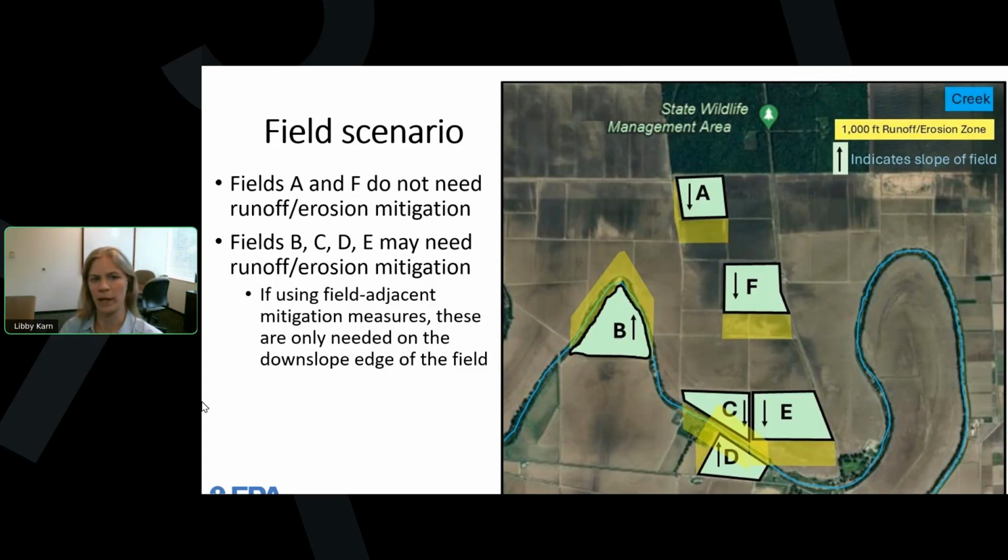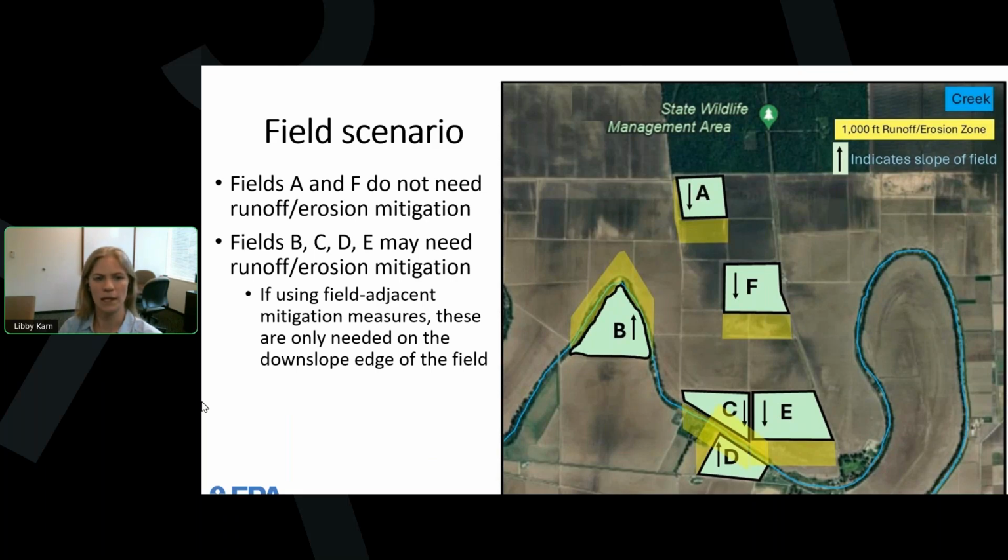Field A borders a non-managed area, but the wildlife management area is upslope of the field, not downslope. So field A also does not require runoff or erosion mitigation. Fields B, C, D, and E all have at least some part of the area 1,000 feet downslope from the field that is a non-managed area. So a pesticide application on these fields would need runoff or erosion mitigation from the mitigation menu.